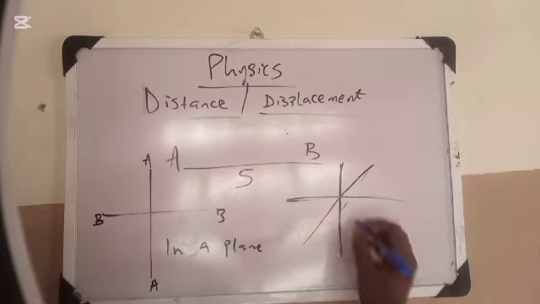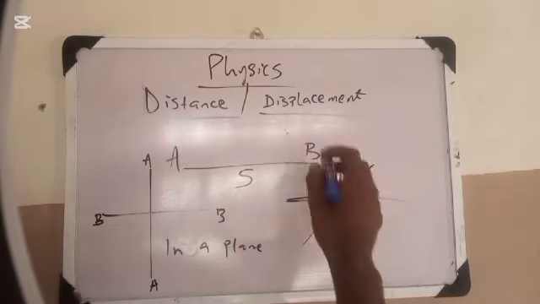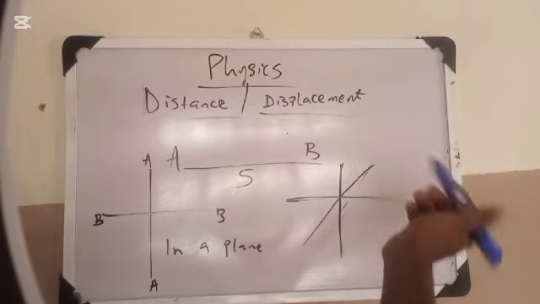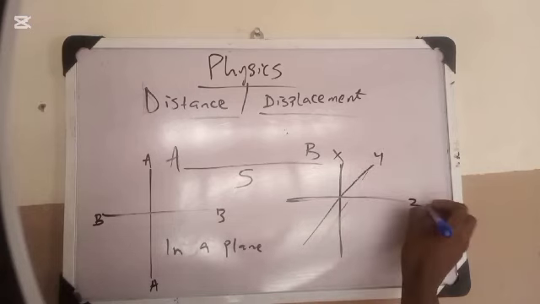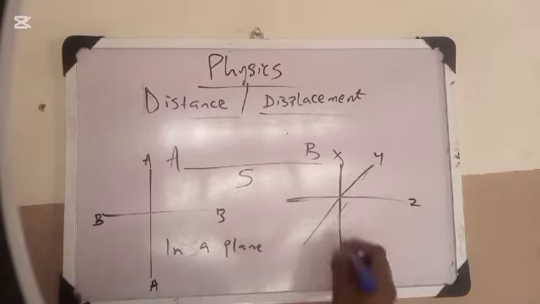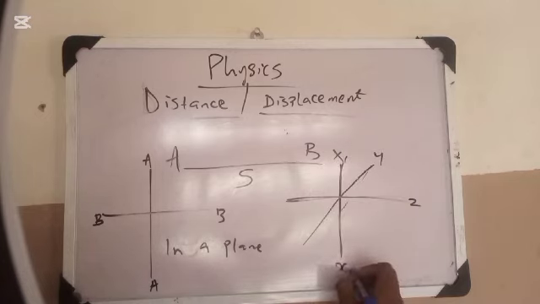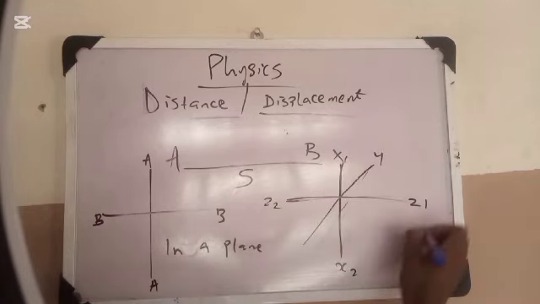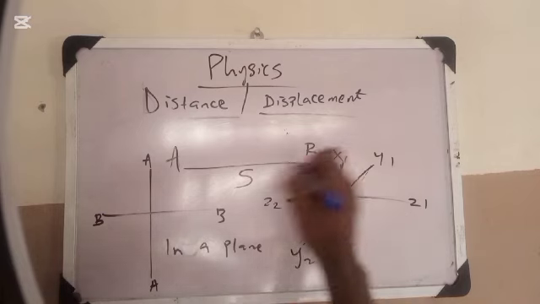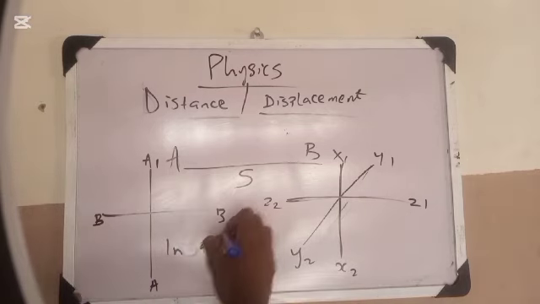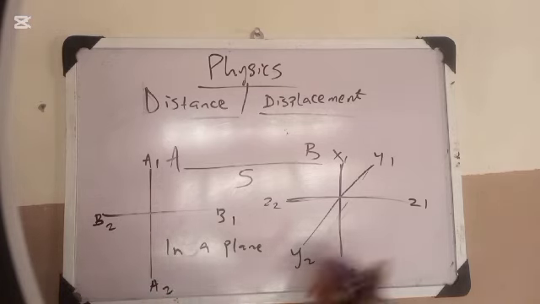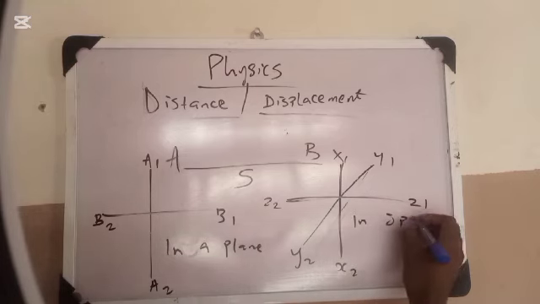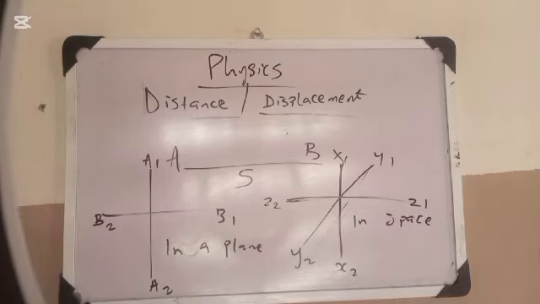And this is distance when you have three directions given, or three points given. Let's imagine this is X, this is Y, and this is Z. So this will give you your X1, this will give you your X2, this your Z2, this your Z1, this your Y2, this your Y1. This is A1, this is B1, this is A2, this is B2. So this is distance in a plane, and this is distance in space.